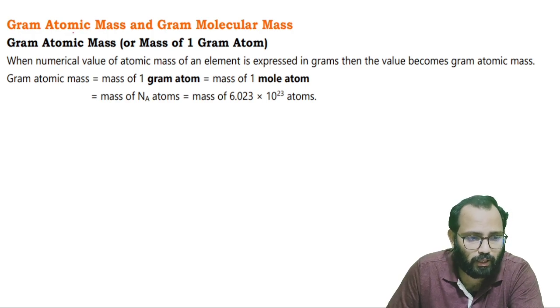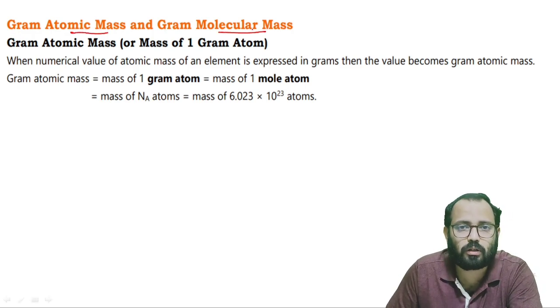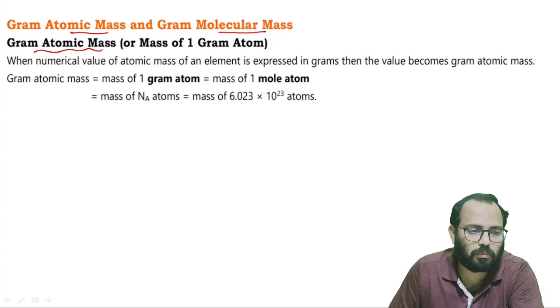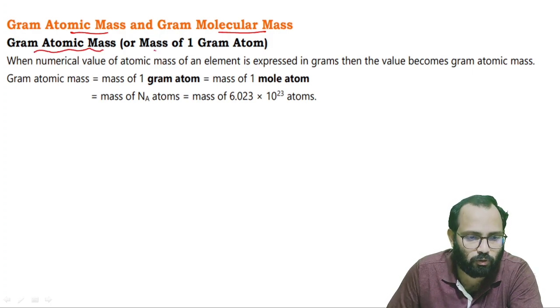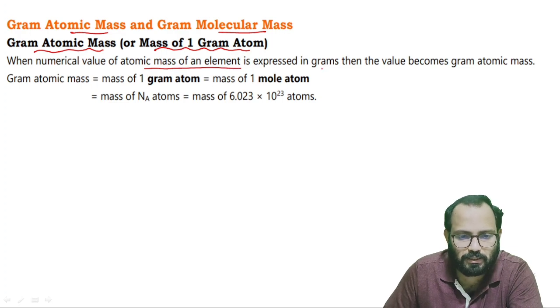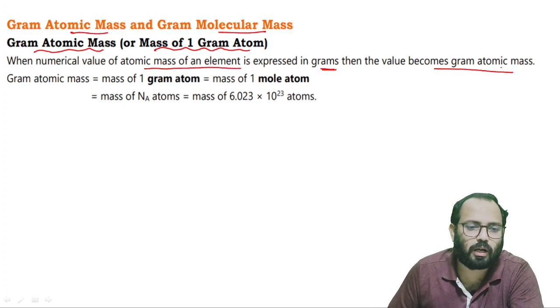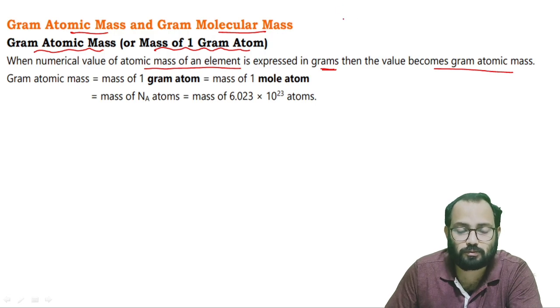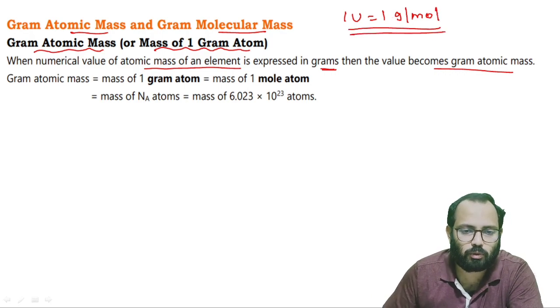So we have discussed the atomic mass and the molecular mass. What is gram atomic mass? It is the mass of 1 gram atom. That means when the numerical value of atomic mass of an element is expressed in gram, the value becomes gram atomic mass. It's similar to how we said 1 u is equal to 1 gram per mole. So this is what you should remember all the time. Numerically, the mass of one atom will be equal to the mass of 1 gram mole of atom, right?